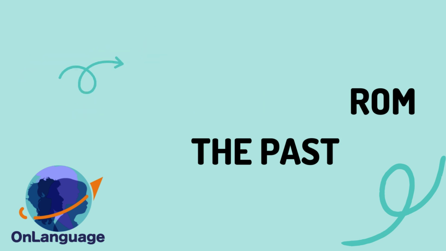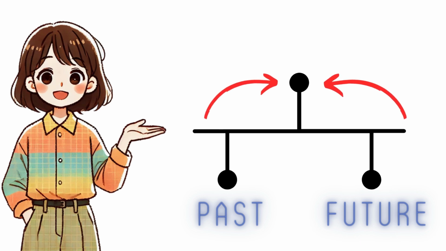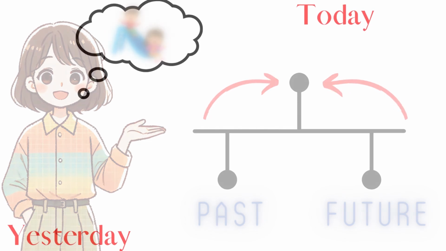Let's get started. First, let's understand when we use future seen from the past. Imagine you're telling a story about something that you knew would happen or expected to happen at a time in the future, but from a past perspective. Like this example.